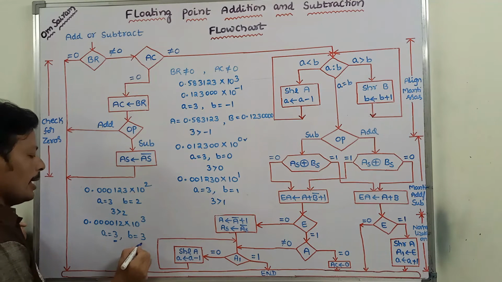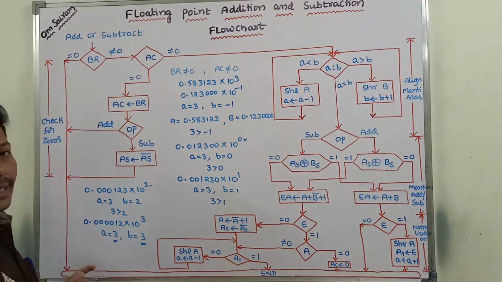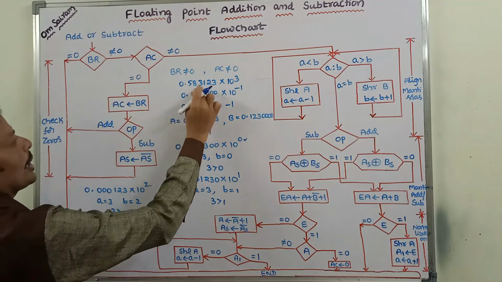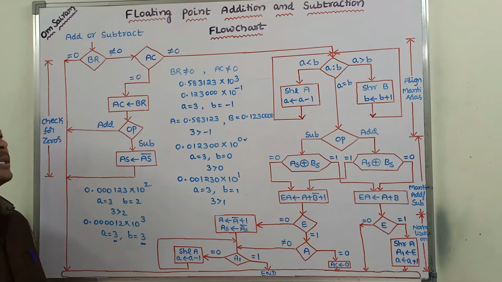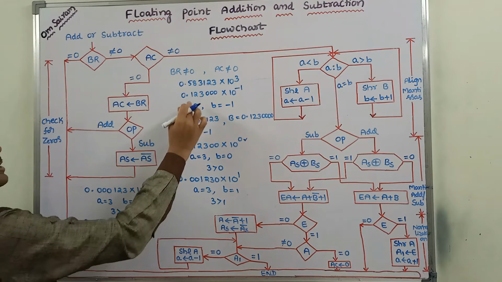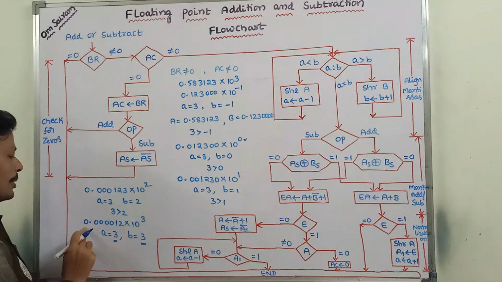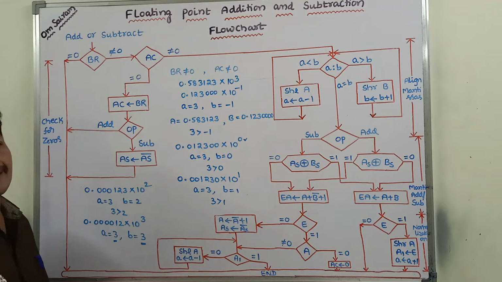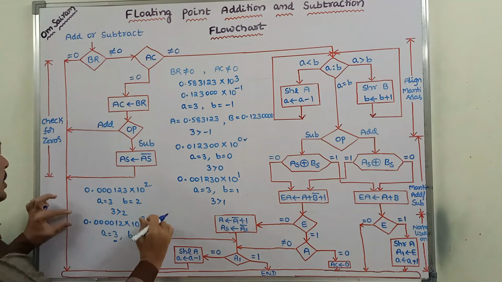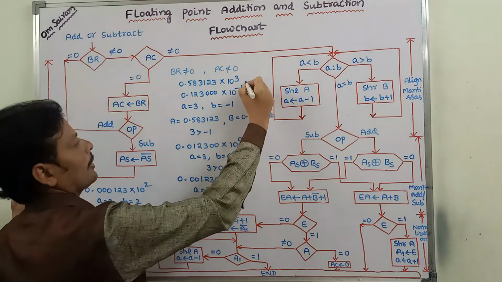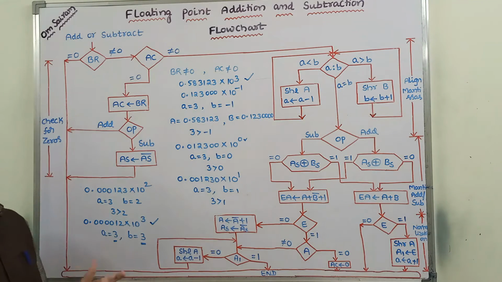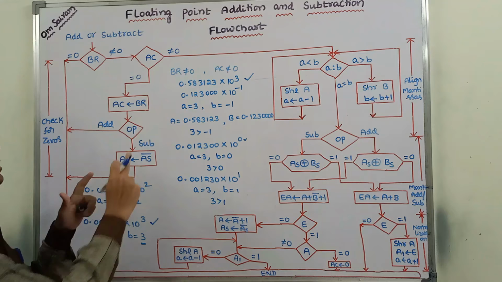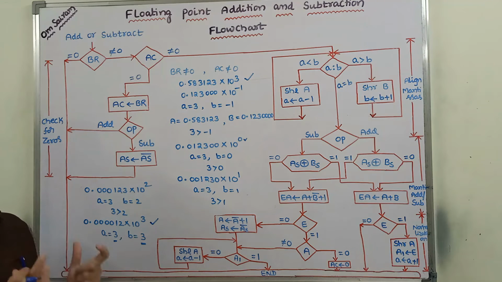A value is 3 and b value is 3. At that time, the mantissa of the first floating point number is 0.583123 into 10 power 3 and the mantissa of the second floating point number is 0.000012 into 10 power 3. Now both exponents are equal. Then simply we are performing either an addition operation or a subtraction operation. So this is case 1 or approach 1.